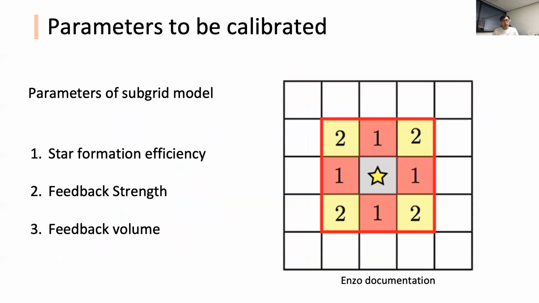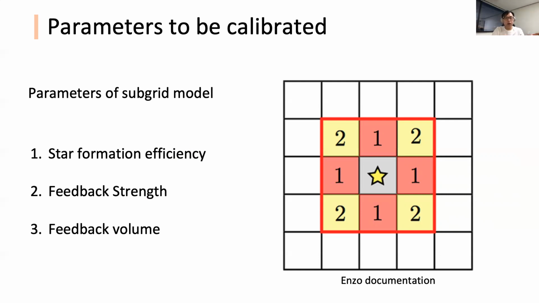The parameters that they used to calibrate their subgrid models are actually based off the Chen and Oestreicher model. They use the star formation efficiency, the feedback strength, and the feedback volume. The feedback volume is something that ENZO allows the user to change: the volume into which the feedback energy is being injected. It can be a cube or it can be just the cells adjacent to the star particle.